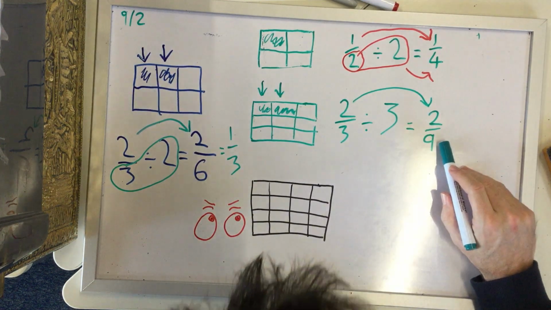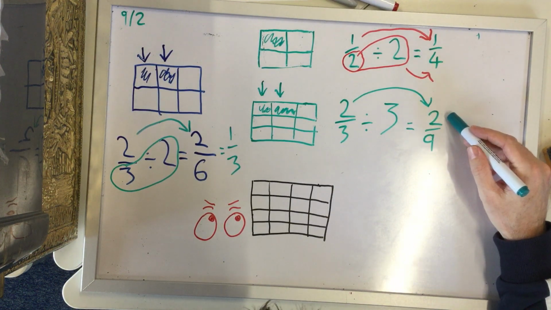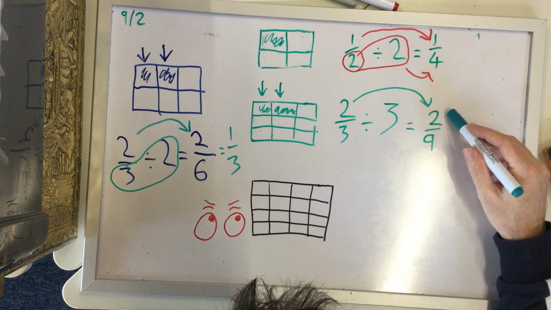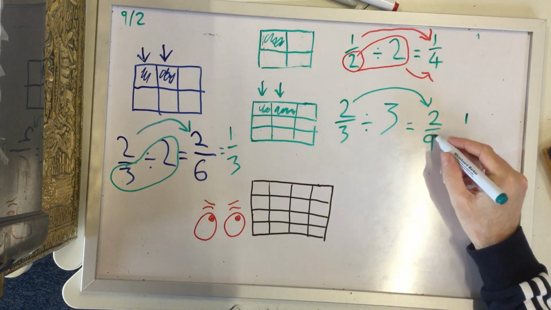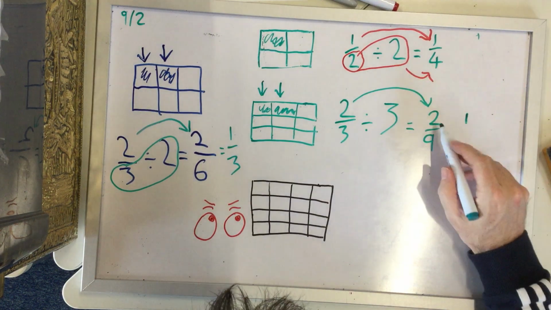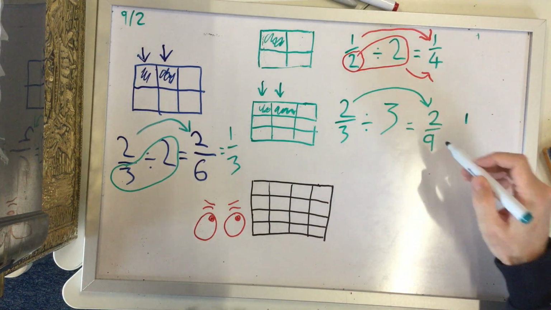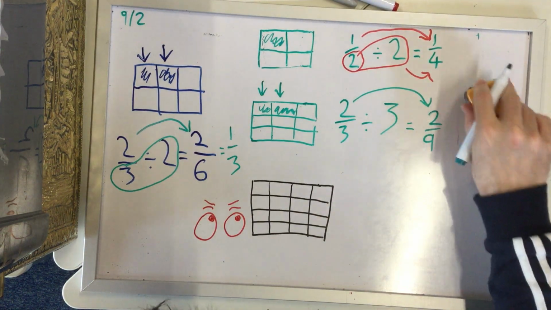Can we simplify that? So we can't divide by 2. That would divide by 2, obviously that would become 1, but we can't divide this by 2. Okay, so it's not possible. We can't divide that by 3, obviously, because it's less. So 2/9, that's in its simplest form.